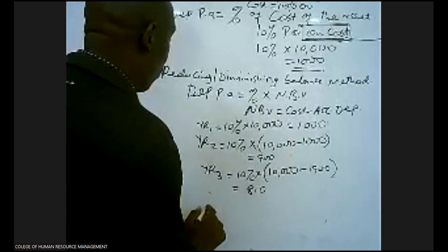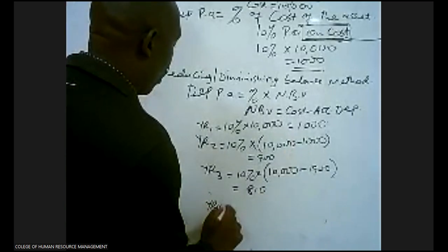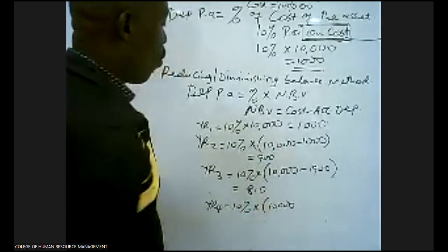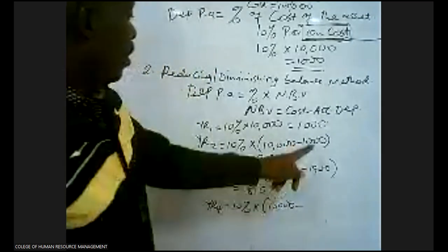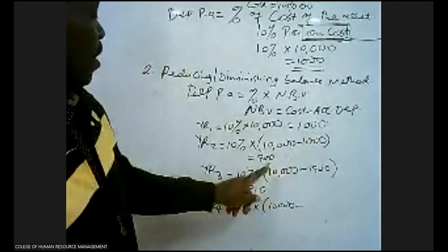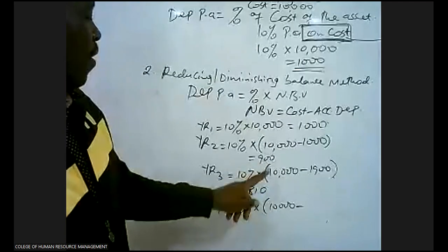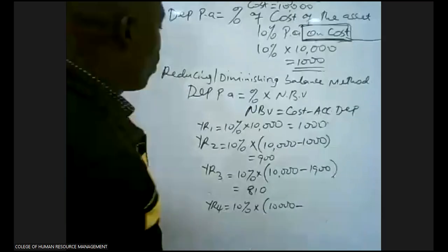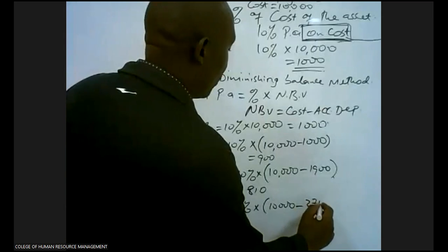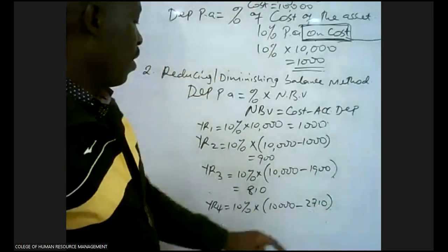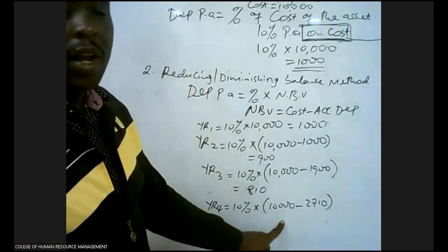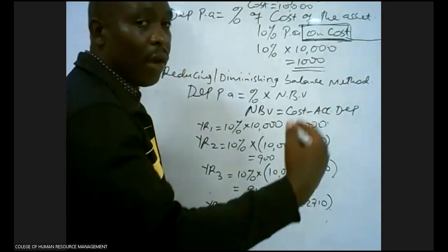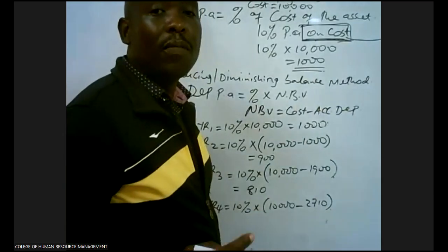So when we go to year four, it is going to be 10% times 10,000 minus the total depreciation. So what is the total depreciation? 1,000 for year one, plus 900 for year two, that is 1,900, plus 810, that one is going to be 2710. So you get the difference, that is the net book value, then you multiply by 10%. So you realize that as you go along, the depreciation amount keeps reducing.